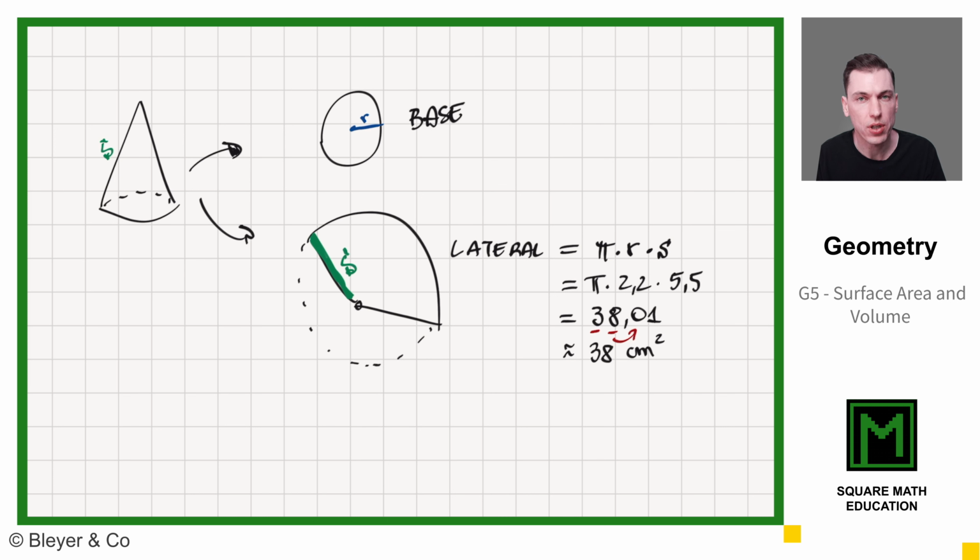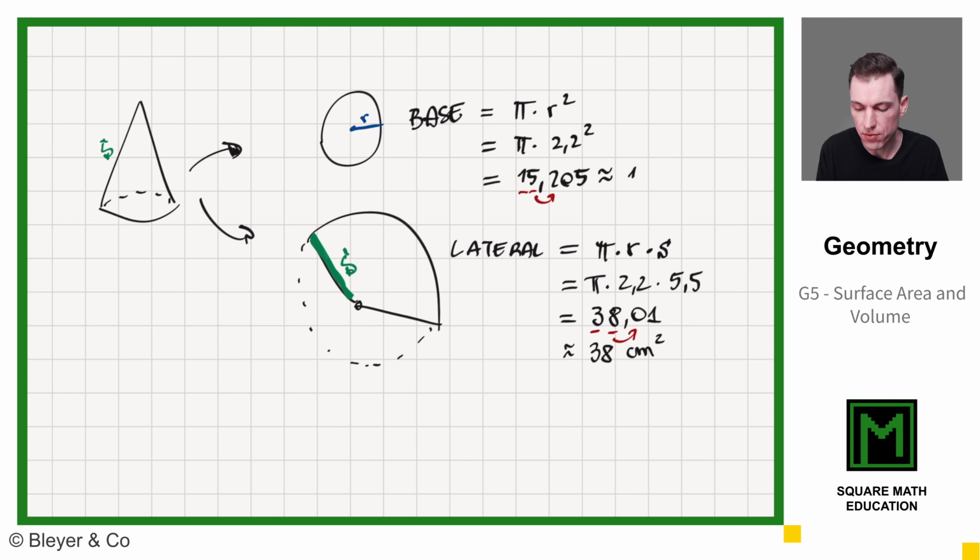Next step, to finalize the total surface area, we need to calculate the area of the base. The area of the base is pi times radius squared. The radius is 2.2 squared. Plug this into our calculator and we get 15.205, which, rounding to two significant digits, is 1 and 5. The next digit is a smaller digit, so we have 15 square centimeters.